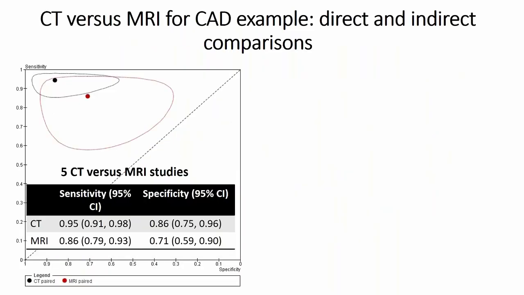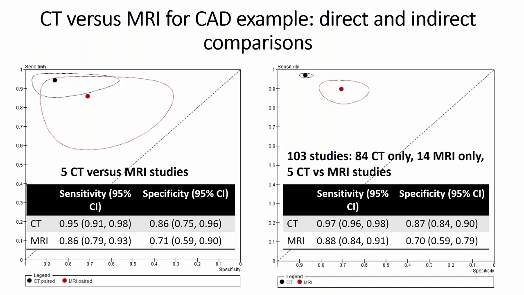Back to the CT versus MRI example, this is the result when we just restrict the analysis to a direct comparison of the 5 comparative studies, and the result when we include all available studies, all the 103. Thankfully, in this case, the results are consistent. The main difference is that from the indirect comparison, you get less uncertainty because you've got more studies in the analysis, but the results are in the same direction.